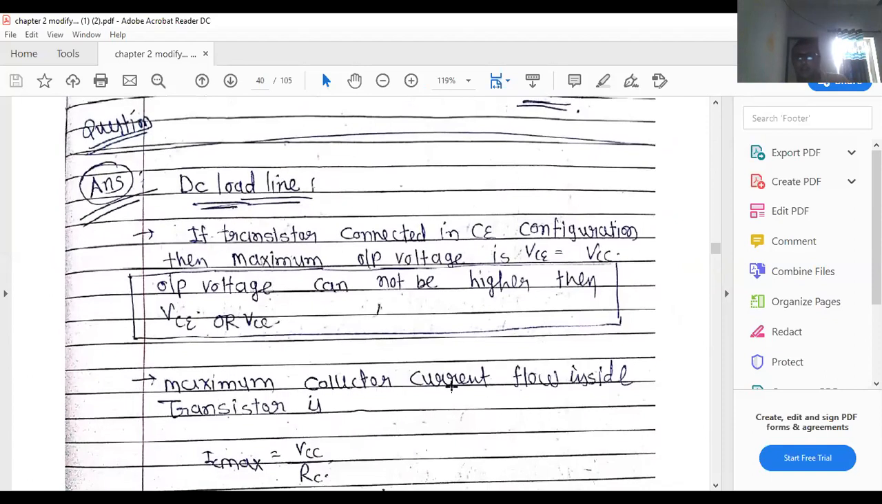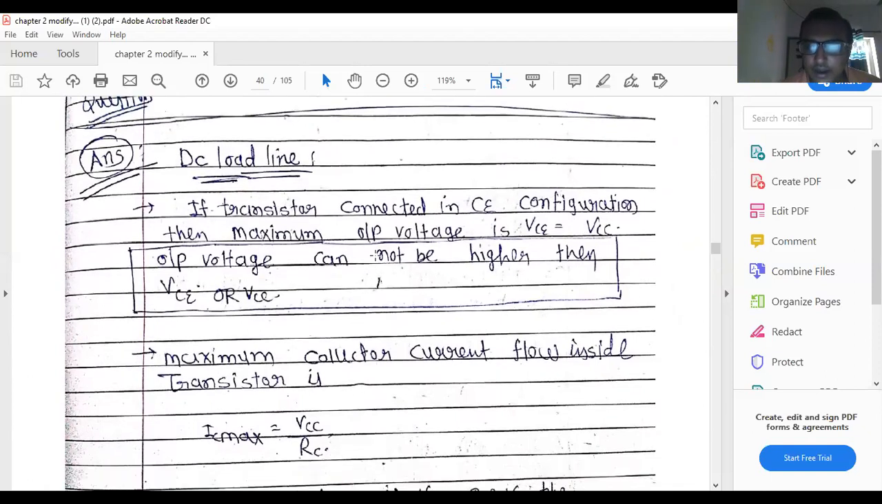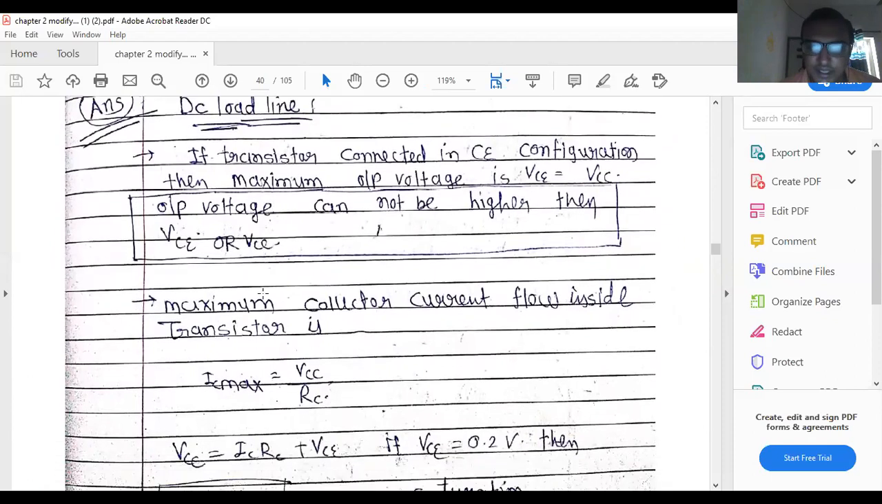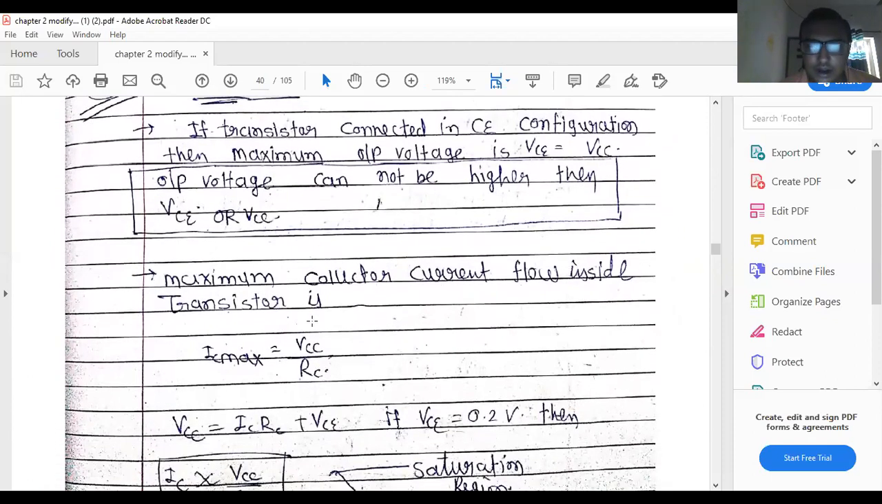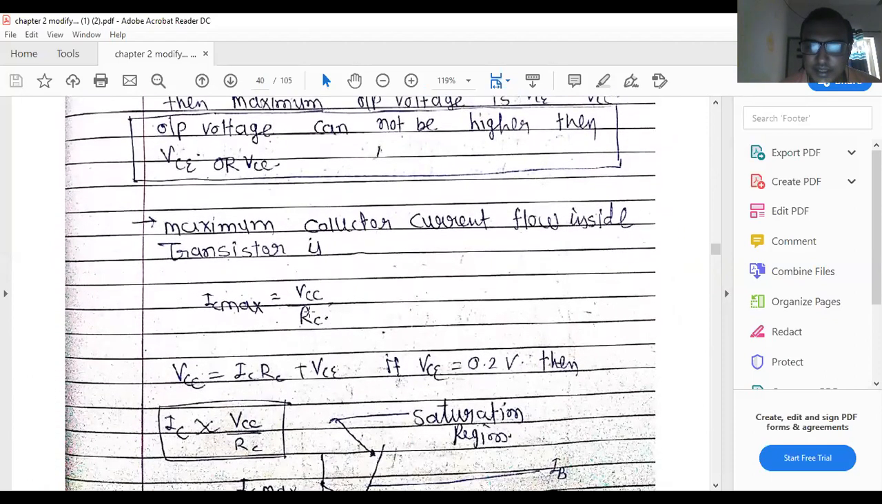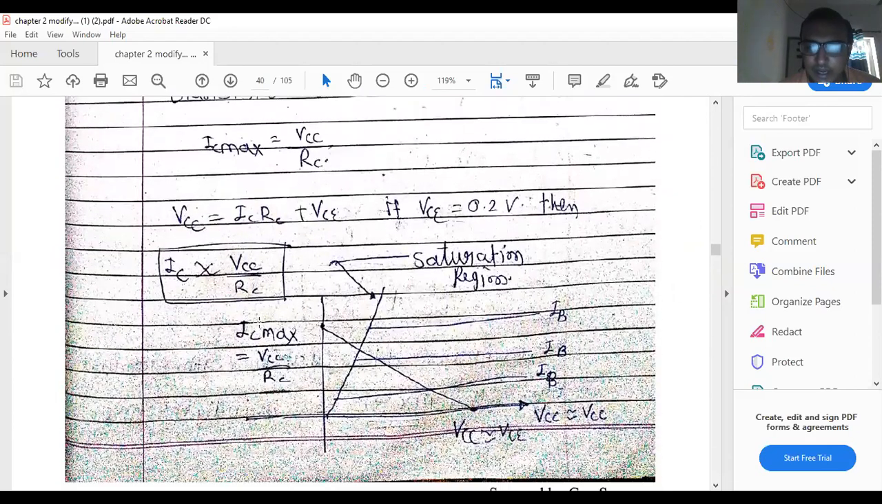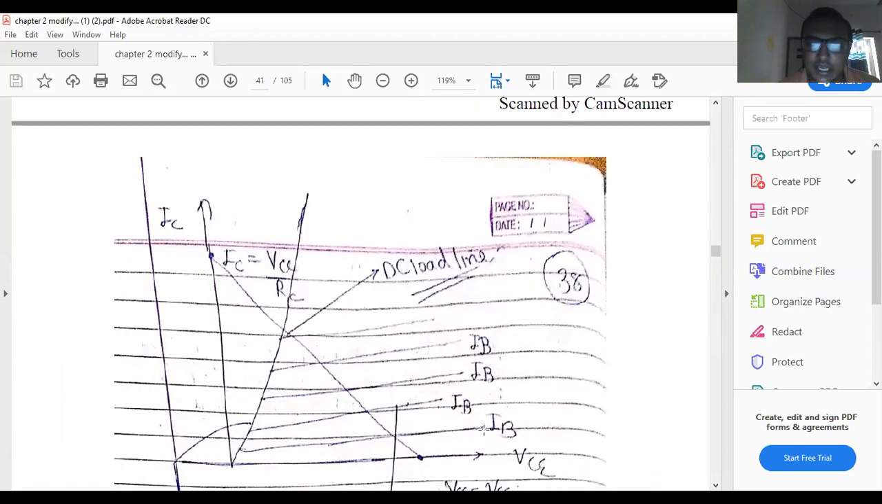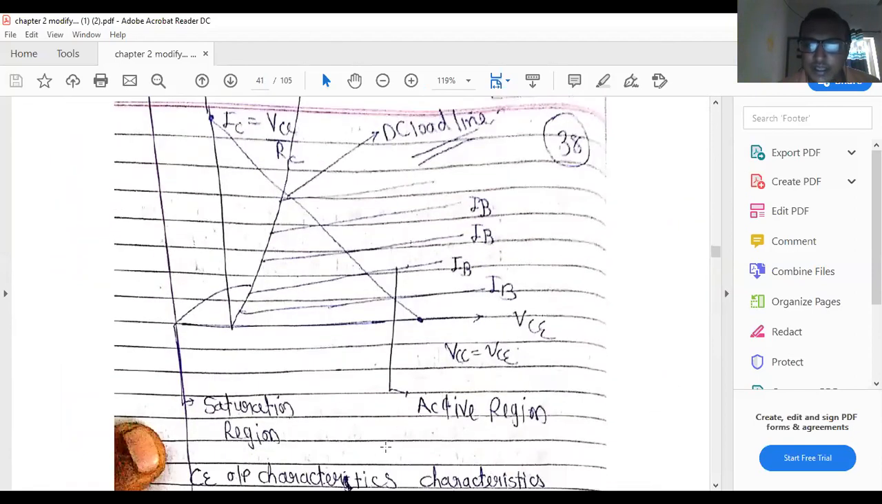DC load line. If a transistor is connected in common emitter configuration, then the maximum output voltage is VCE equal to VCC. Output voltage cannot be higher than VCC. The maximum collector current flowing inside the transistor is VCC by RC. So here we can get VCC by RC, and here we can get VCC equal to VCE. So it is known as the DC load line.